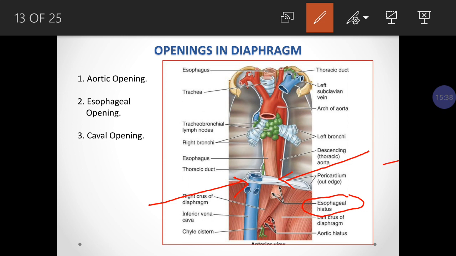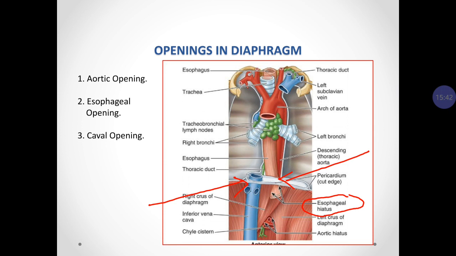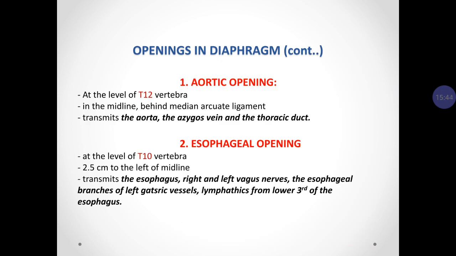Now a little bit detail of all the openings. Number 1 is the aortic opening. It is at the level of T12 vertebra, and it is exactly in the midline behind the median arcuate ligament, as I told you earlier. The important structures which pass through the aortic opening are number 1 the aorta, number 2 the azygous vein, and number 3 the thoracic duct.